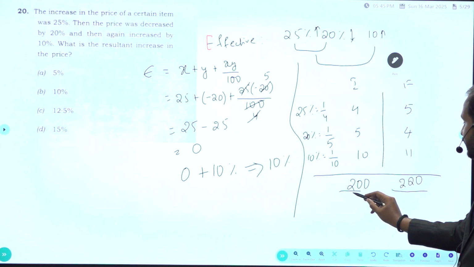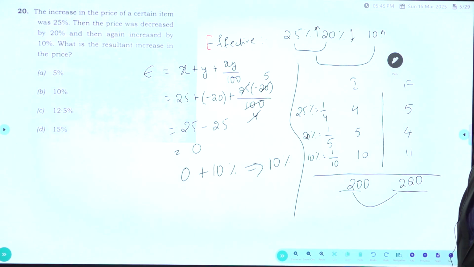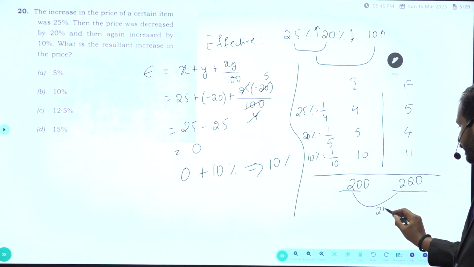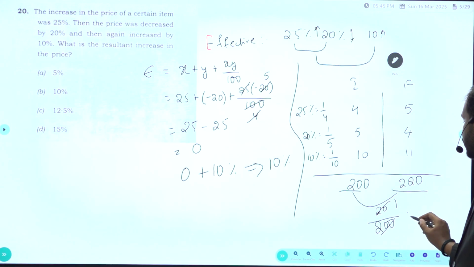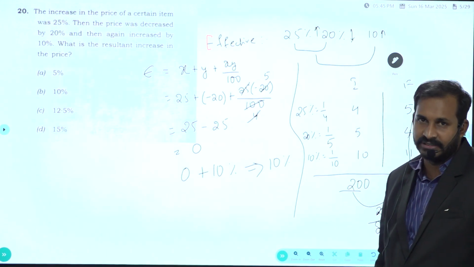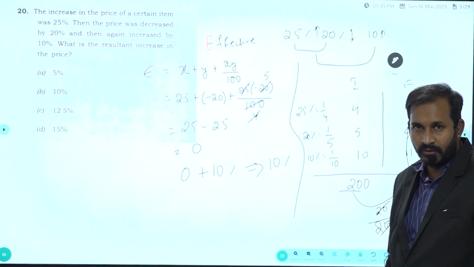Whether it is increased or decreased? Increased. What is the increase in value? 20. And the actual value here is 200. So what is the increase I will get here? 10%. The increase we will get here is 10%. Okay, this is fine. There is no problem.